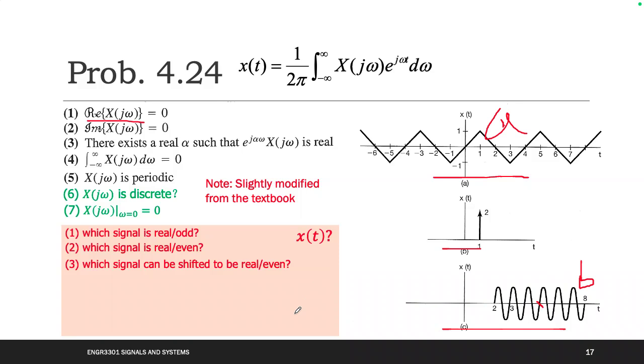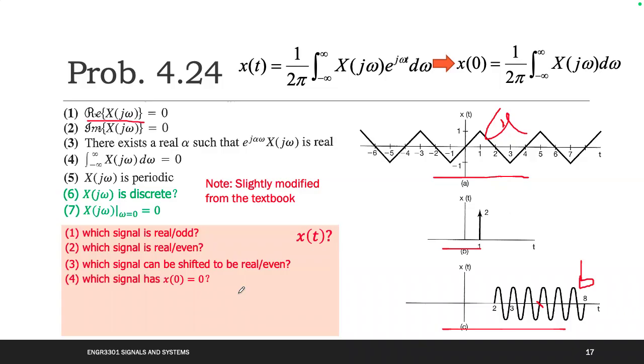Okay, let's have this one. Which signal has x0 equals 0? Yeah, you're right. I think this one is a tricky one, am I right? And then, which signal is discrete? Yeah, B, am I right? Oh, there is a B, sorry. Yeah, this one should be the discrete one.